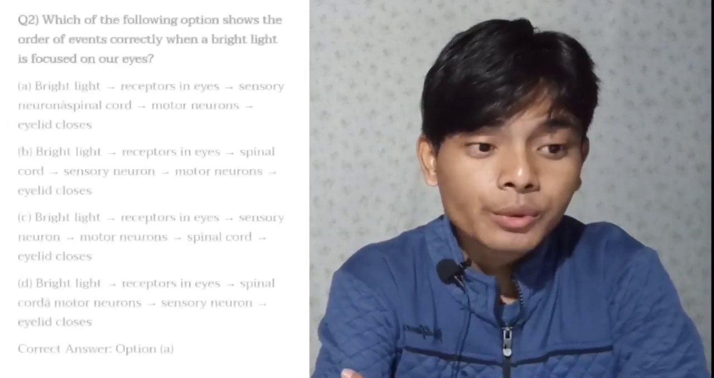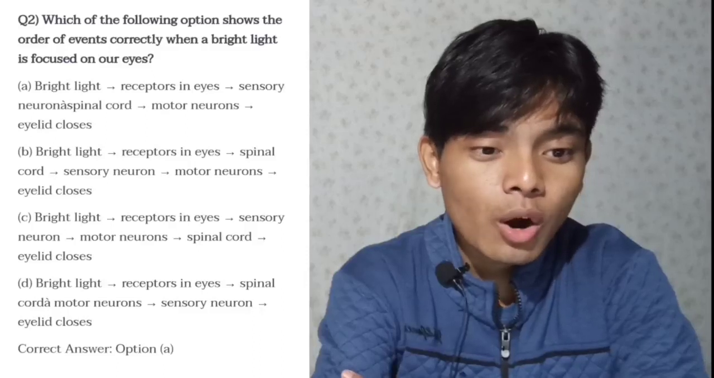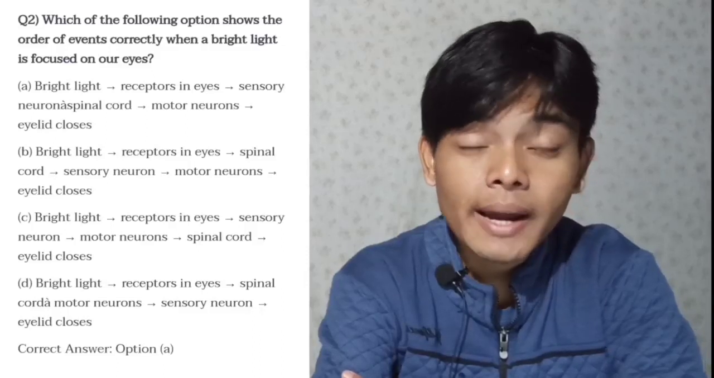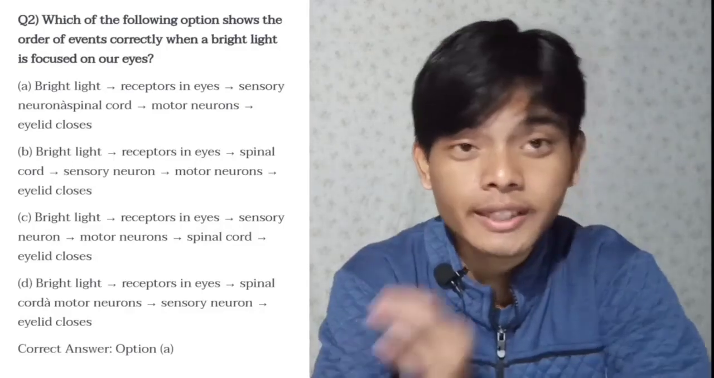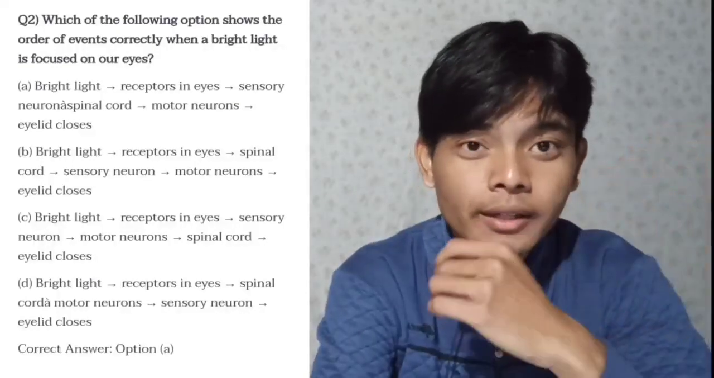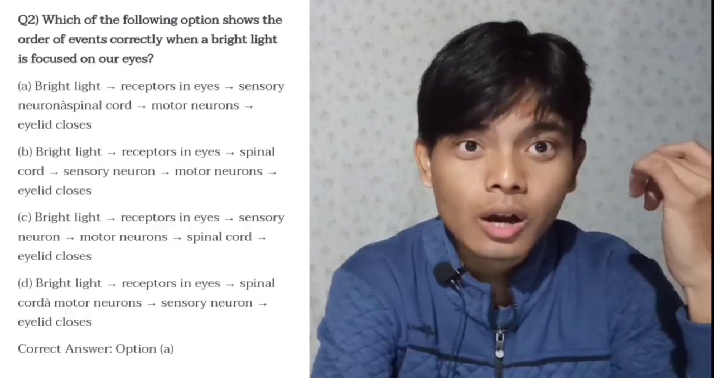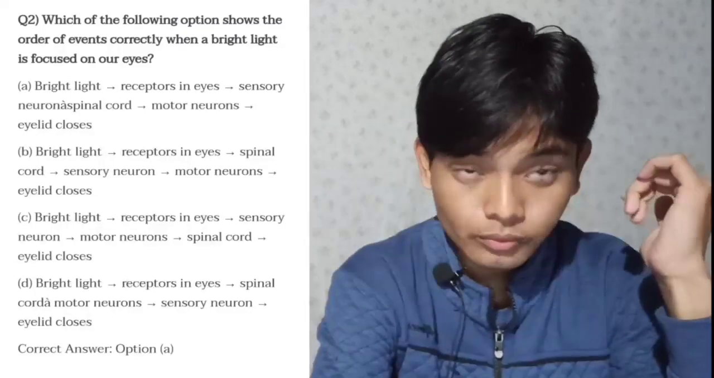Question number 2. Which of the following options shows the order of events correctly when a bright light is focused on our eye?